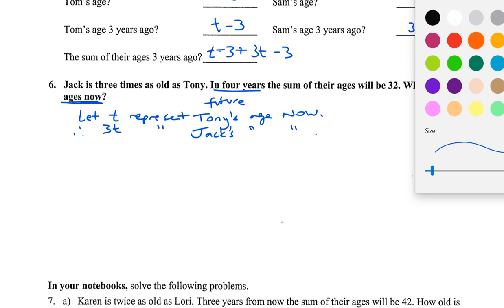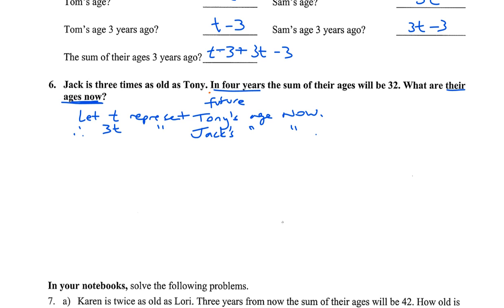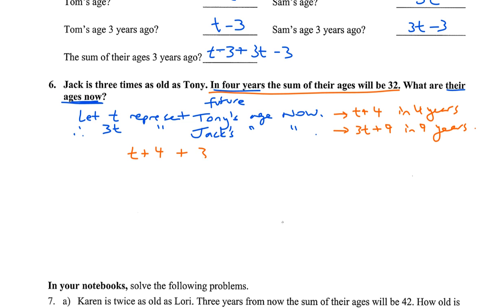Okay, I'm going to switch my color. Now in 4 years, the sum of their ages will be 32. What's going to be Tony's age in 4 years? Well, if he's t years old now, then he's going to be t plus 4 in 4 years. And Jack is going to be 3t plus 4 in 4 years. So now my equation is going to be, in 4 years, the sum of their ages will be 32. So t plus 4 plus 3t plus 4 is going to equal 32.